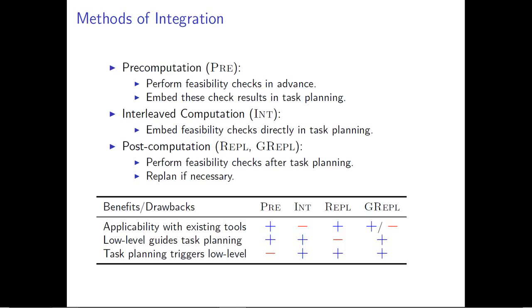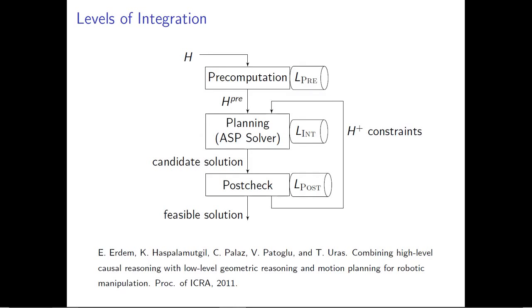So each approach has its own advantages and disadvantages. These two approaches, for instance, are applicable with many planners or task solvers, reasoners. But this one requires special constructs called external atoms or semantic attachments. So we can combine these different methods in a robotic domain because there are usually many feasibility checks. Some feasibility checks can be performed in advance, some interleaved, and some of them can be checked afterwards. So we provide a general framework to combine all these sorts of feasibility checks.